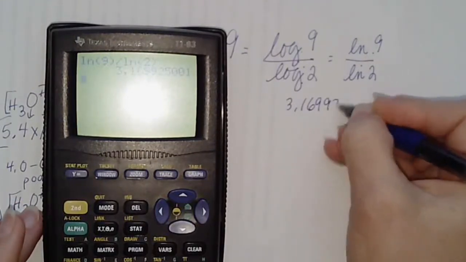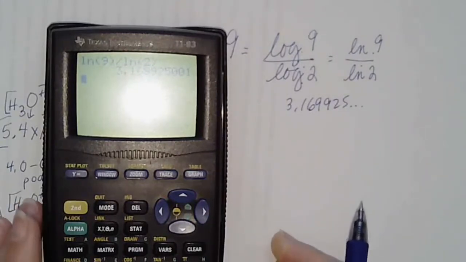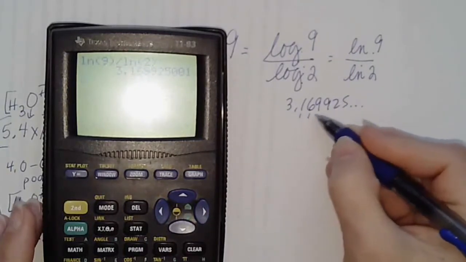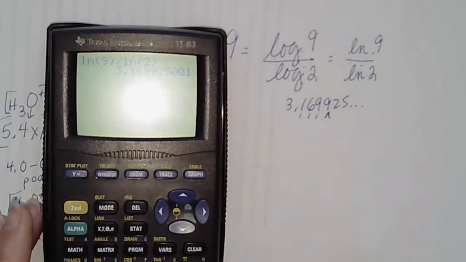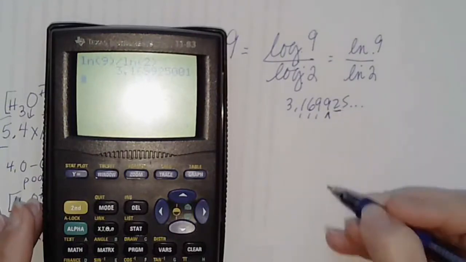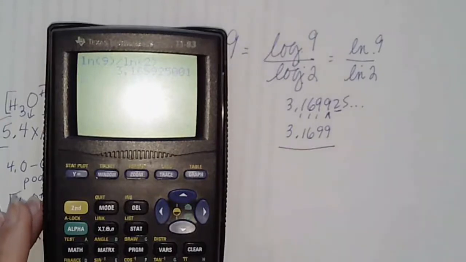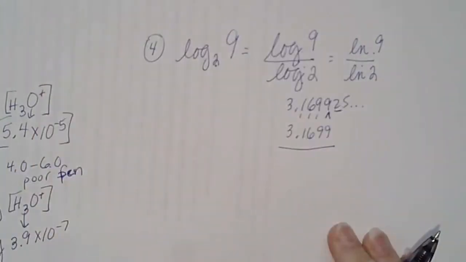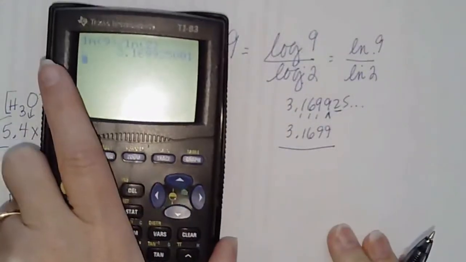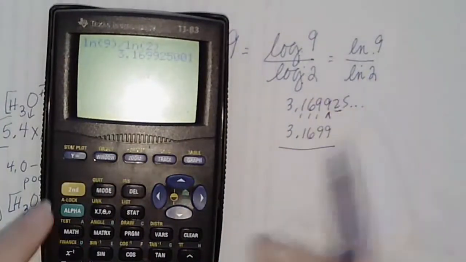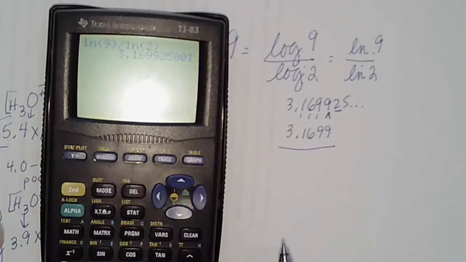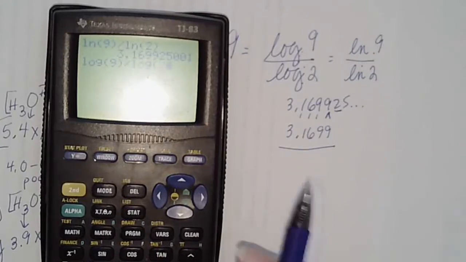There's 1, 2, 3, 4. This 9 is in the 4th decimal place. The 2 will not round it up, so I'll write 3.1699 for my final answer there. I want you to notice what this log means. Oh, before I do that, let me do it with the other method, with regular common log. So if I type in the log of 9, close your parenthesis, divided by the log base 2 equals, notice it's exactly the same answer, so either one works.